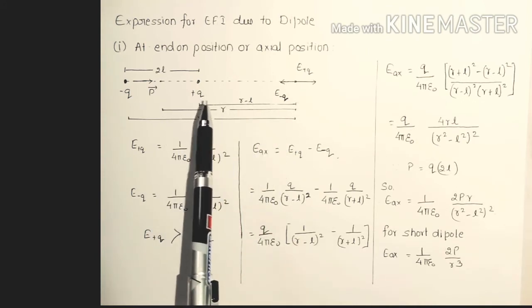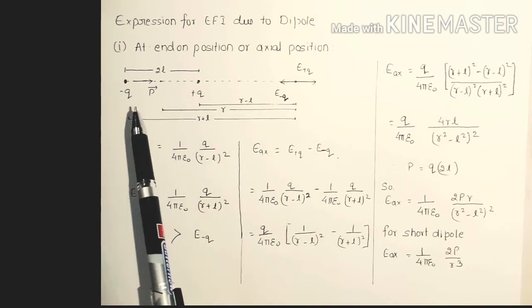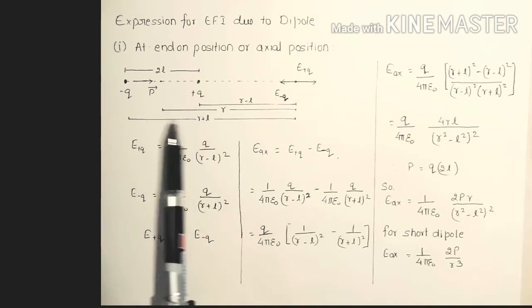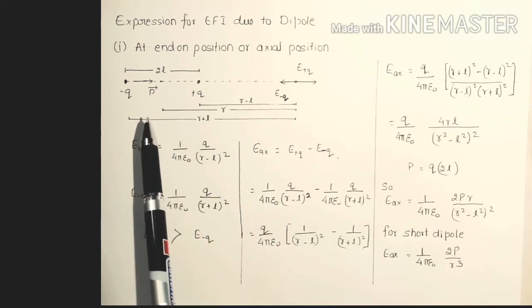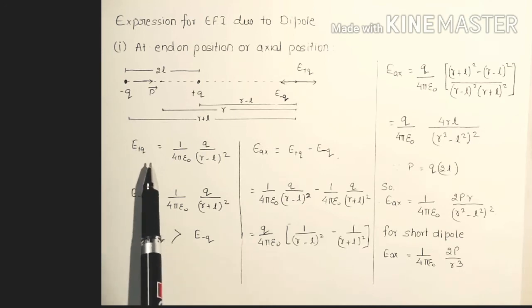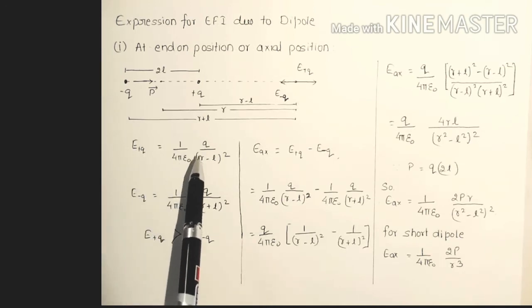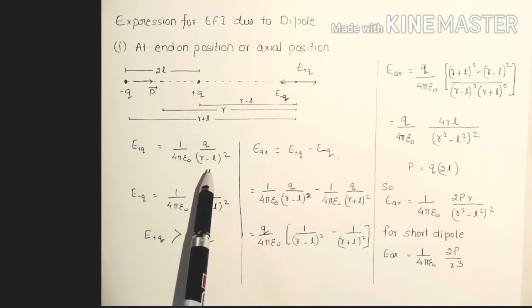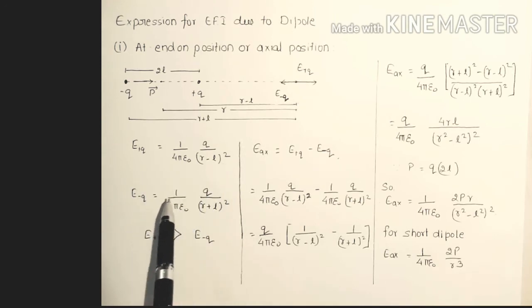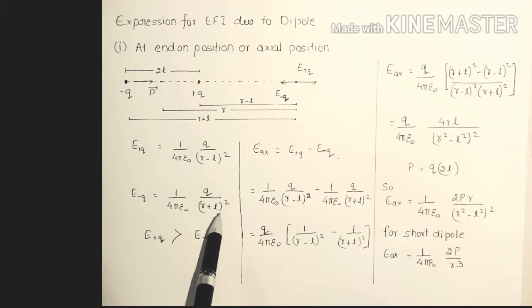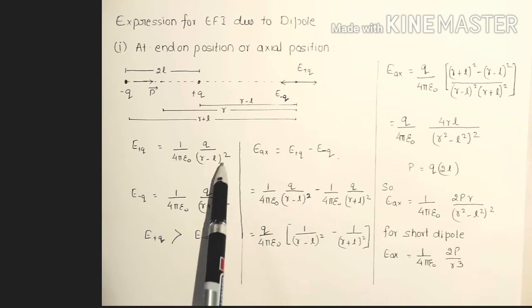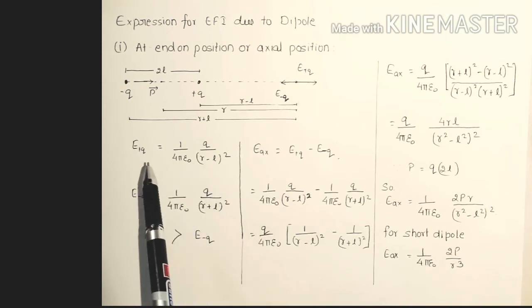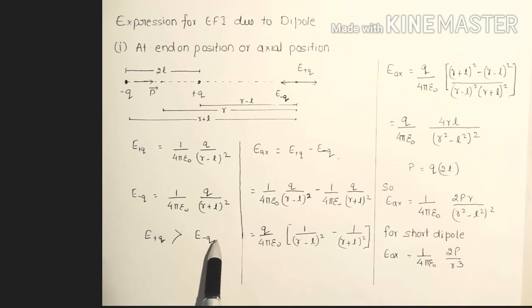From the positive charge the distance will be r minus l, since this much distance is 2l, and from the negative charge it will be r plus l, meaning up to the center it is r, and if you add this much distance, this will be l. So E due to plus q will be 1 upon 4 pi epsilon naught q upon the distance squared, which is r minus l the whole square, and E due to minus q is 1 upon 4 pi epsilon naught q upon r plus l the whole square. If you compare the denominators, here the denominator is smaller, so this field is larger, so E due to plus q is greater than E due to minus q.